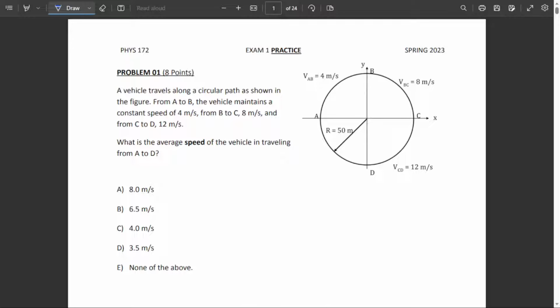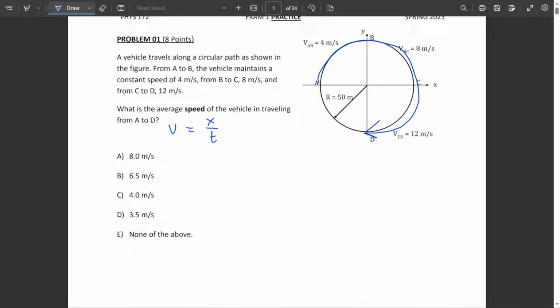So, we know how to calculate speed in general. Speed or velocity is just some distance over some time. In the context of this problem, we know the vehicle is traveling along a circular path from A to D, so that would look like this. So we need to calculate the whole distance of this, the 3/4 of the circle, and then calculate how long it takes for the vehicle to travel along the entire distance. And then with those two numbers, we can calculate our average speed.